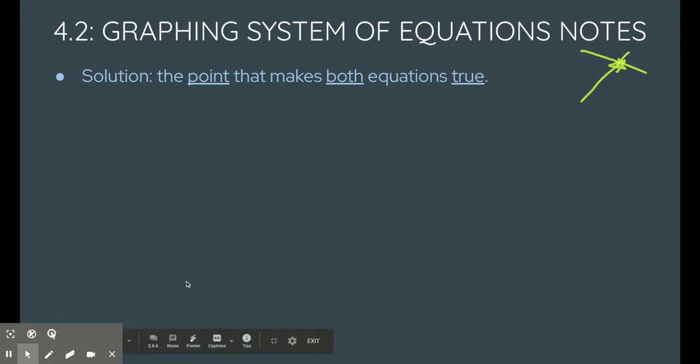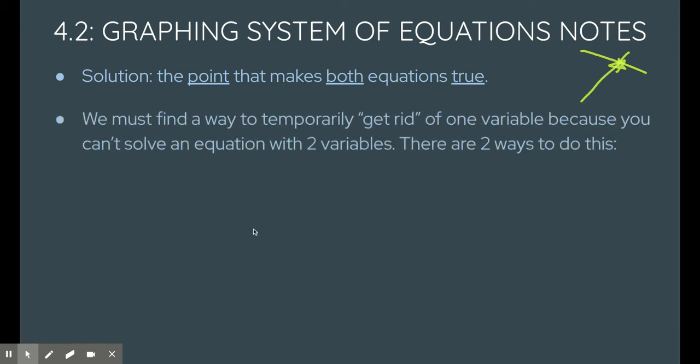Okay? But there is one slight difference, and that is that these equations have two variables, x and y. We can't solve for both at the same time, so we need to find a way to temporarily get rid of one of the variables, because you can't solve an equation with two.